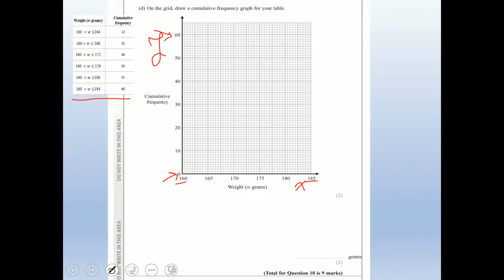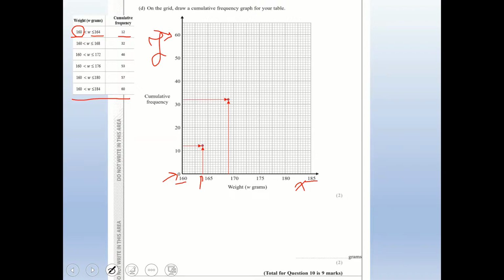Now we need to plot our points. We will start with 12. As we mentioned before, 12 apples are less than or equal to 164. So we need to come up to 164 on the x-axis and go up to 12 there. Be careful. There are no apples below or equal to 160. So you should start the drawing from 164, not from 0. Then there are 32 apples less than or equal to 168 grams. So go up to 168 and plot 32 in. And this is the second point.